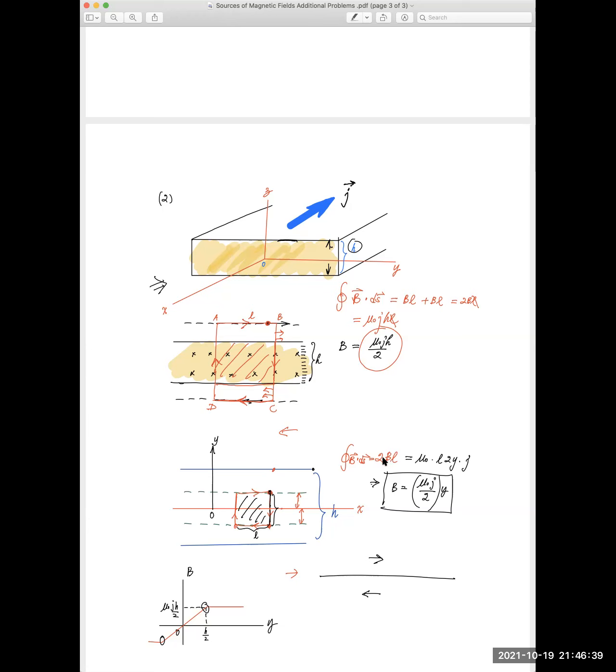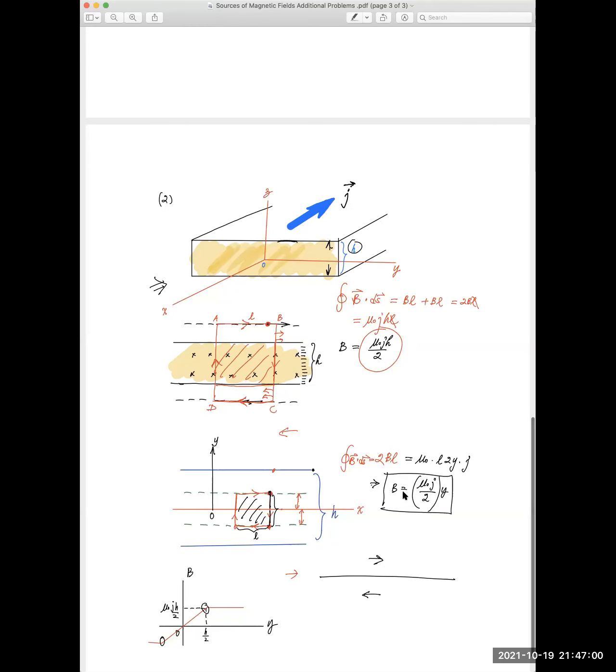The integral is 2BL. And how much is that equal to according to Ampere's law? It is equal to mu naught times the current enclosed. Again, that will be the area of this loop times J. The area of the loop is L times 2y, because from here to there is 2y. So that gives you the expression for B inside. And you notice that this expression and that expression are really the same, except you replace H, the constant H, with a variable y. That's all the difference there is.